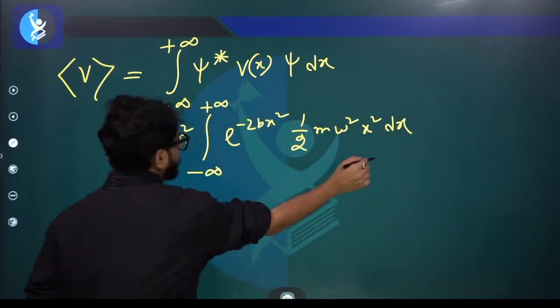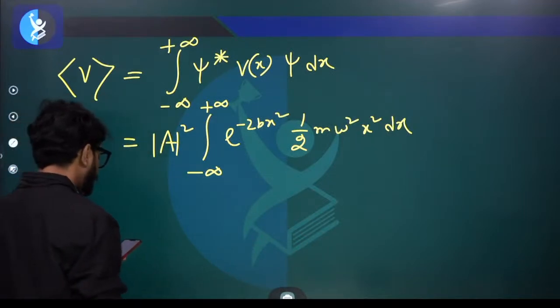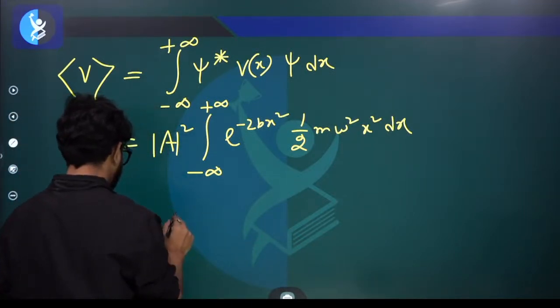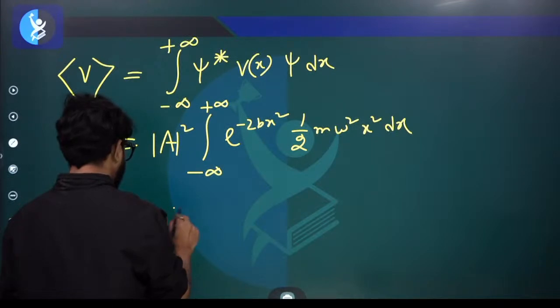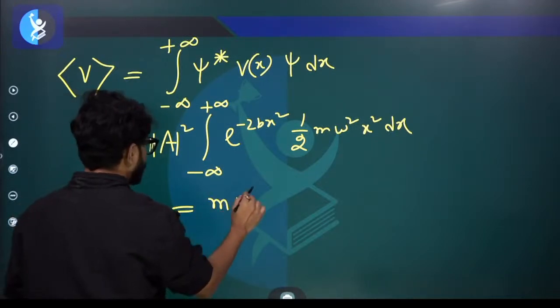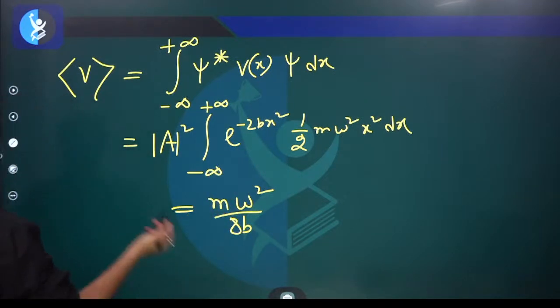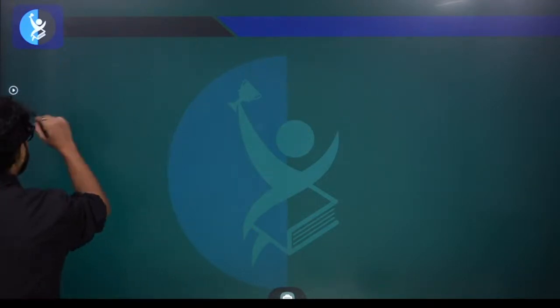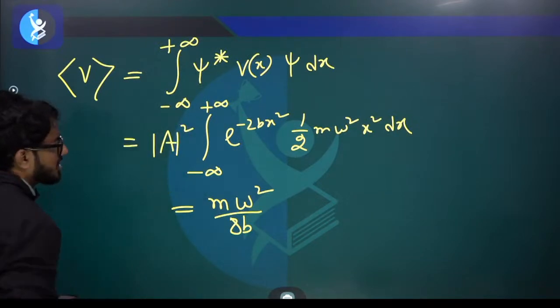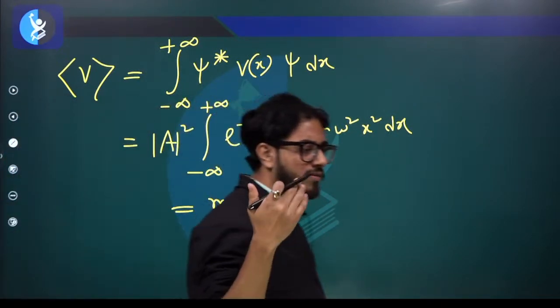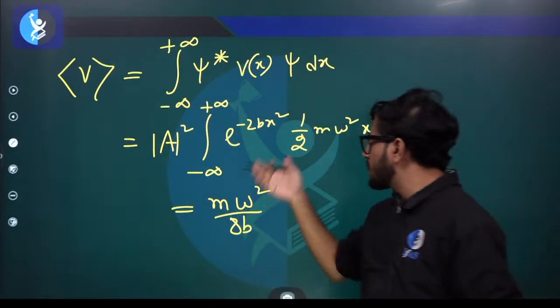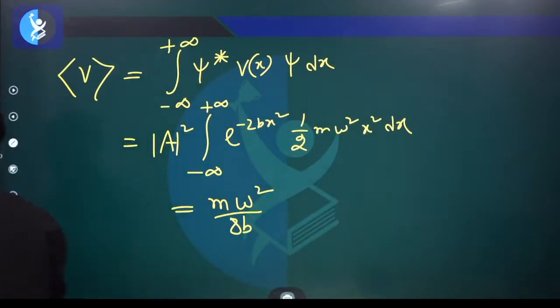Now again, you can solve this integration by the gamma function. The answer you will get is m omega squared by 8b. If you don't know the formulas, you can understand it. Gamma function you know, right? How to solve the gamma integrations, you probably would know. So you can solve it.